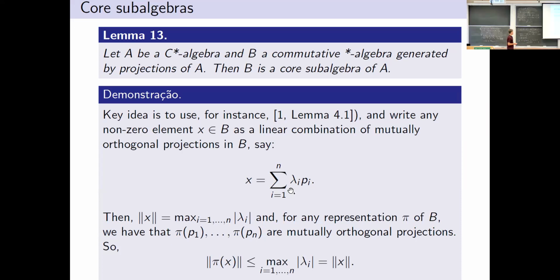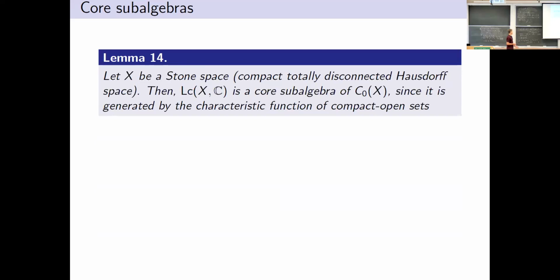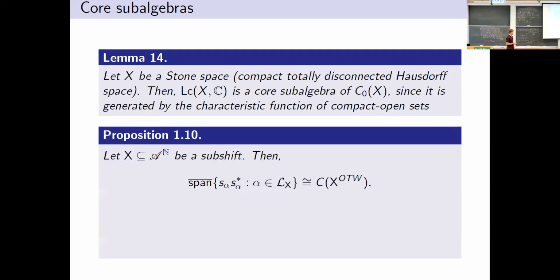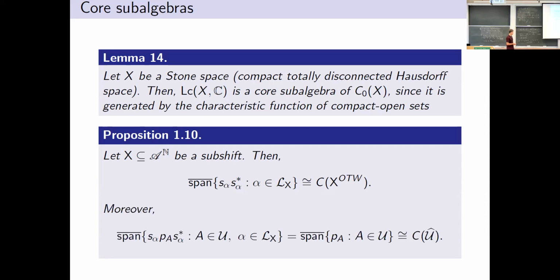So any commutative star algebra generated by projections is a core subalgebra. As a consequence, if X is a Stone space, then the continuous functions of compact support on X form a core subalgebra of C0 of X, since these are all generated by characteristic functions of compact open sets. And so what we had before was the isomorphism of these core subalgebras, without the closure and the LC there. Now the result I just showed gives us that the closure of this algebra is the continuous functions on the Stone dual of the Boolean algebra.